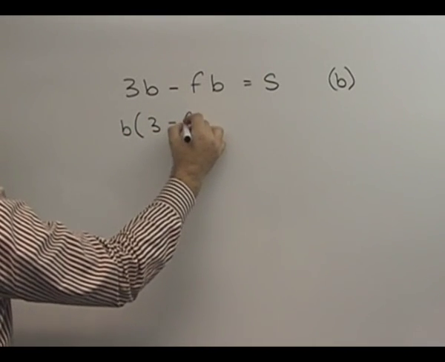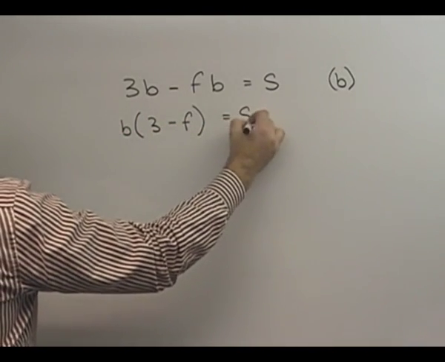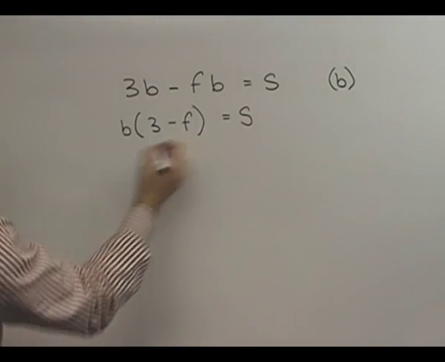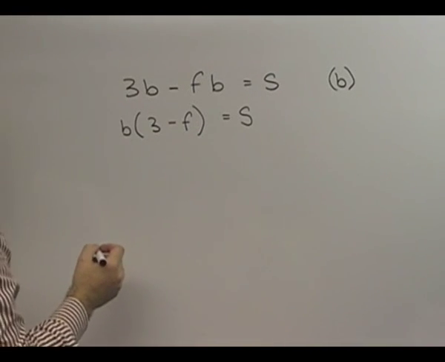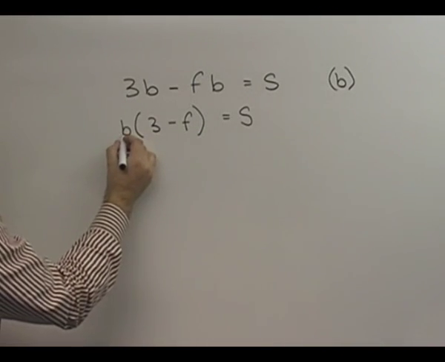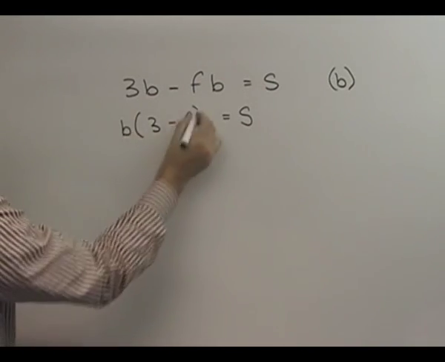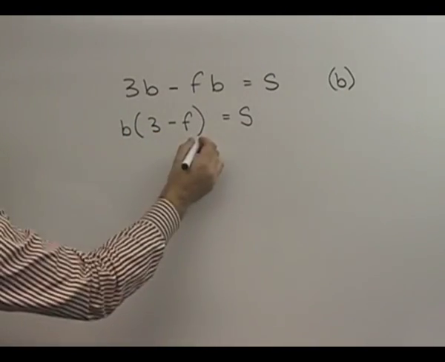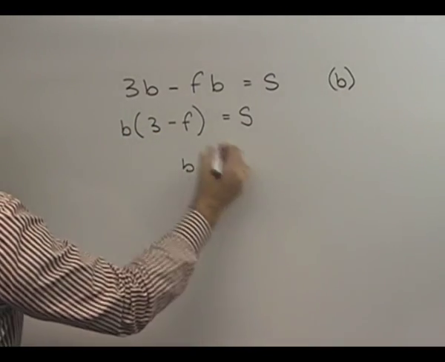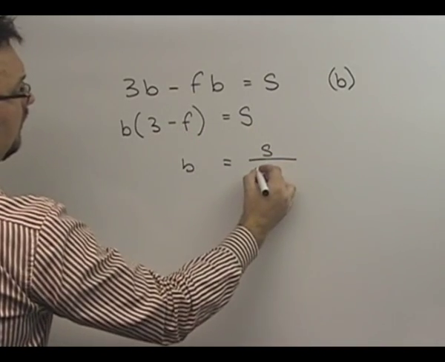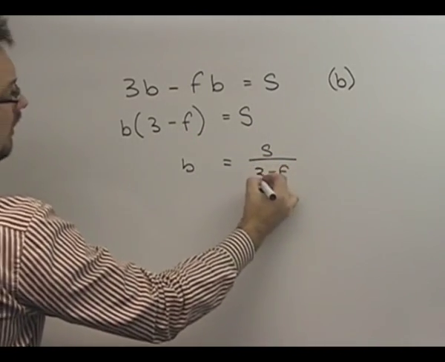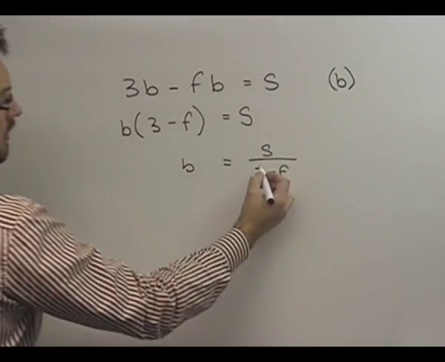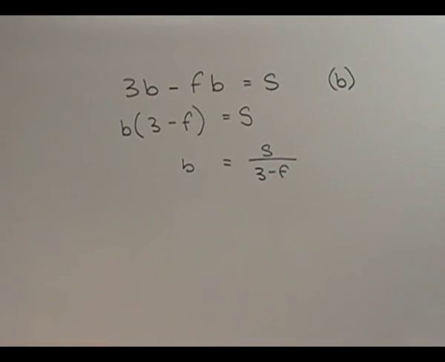I'm not going to talk too much about how I'm doing that, because if you need to know more about factorising, watch the Factorising vodcasts. So I've taken b out as a factor here. Now I can easily get b on its own, because b is multiplied by all of this. Therefore I can divide both sides by 3 take away f. If I divide this side by 3 take away f, I get b, and this side I get s over 3 take away f. And as in previous examples, you don't need brackets around that, because this divide sign implies that you have to do this on the bottom first.